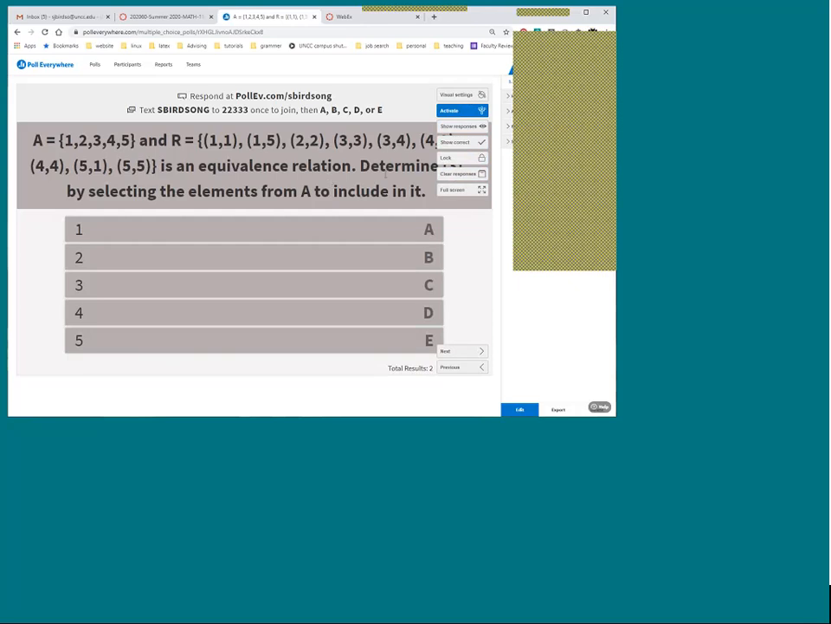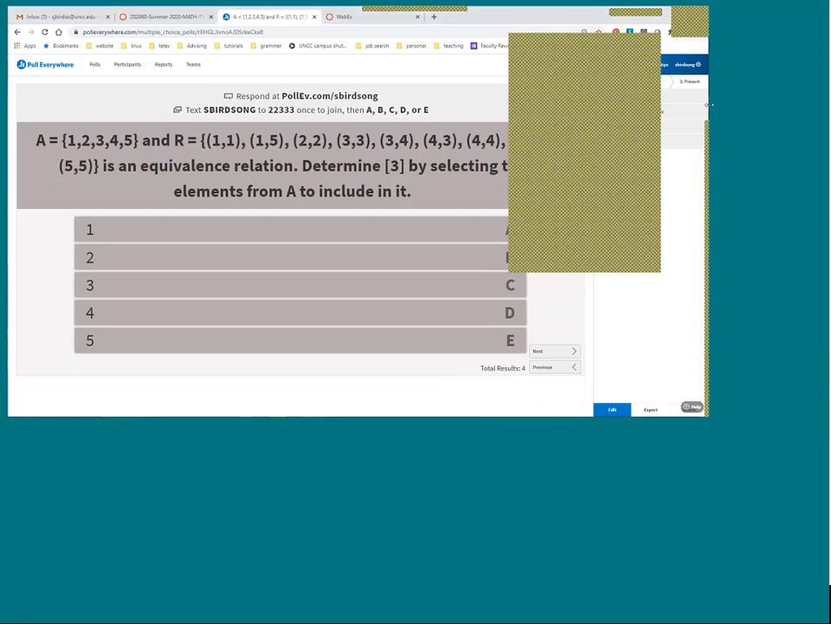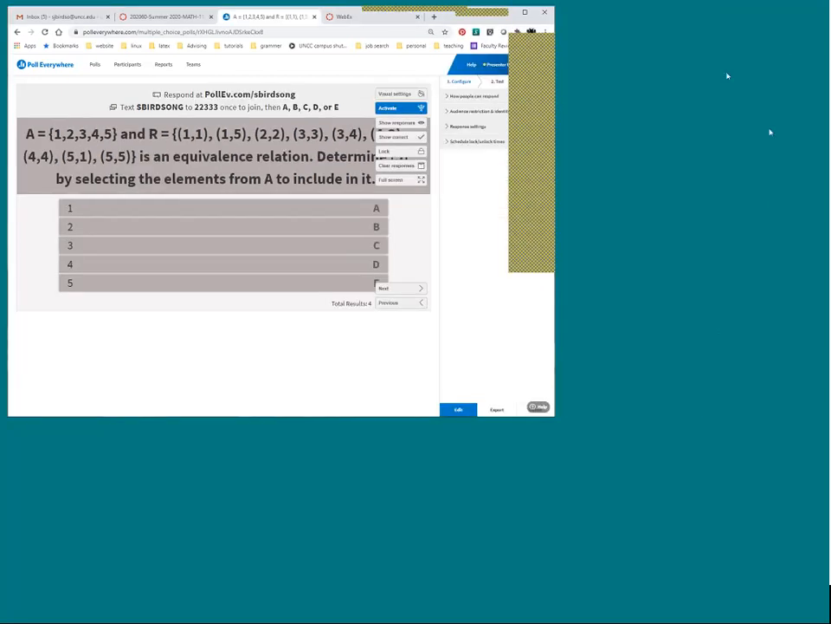And what we would like to determine, and you can't see this, let me see if I can make this wider. Not easily. So that is not making that wider for us. All right. So what it wants you to do is determine the equivalence class of, I believe that's 3 if I remember correctly, by selecting the elements from A right here to include in that particular equivalence class.